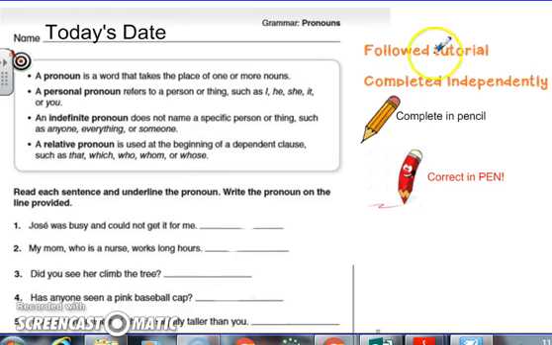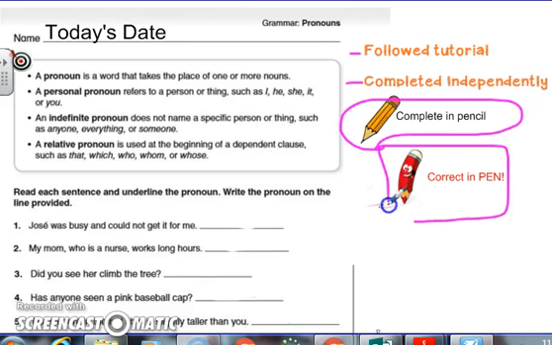Make sure you put today's date. Make sure that you indicate, did you follow the tutorial? Did you complete it independently? As always, complete in pencil first, and then correct in pen.